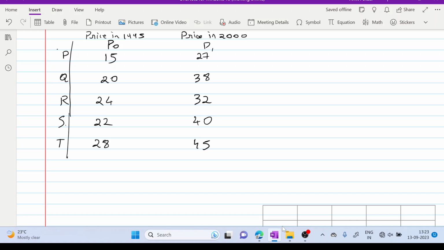So now, P0 has come, P1 has come. We have been asked to find P01. Correct? What have we been asked? P01. What is the formula for P01? Summation P1 upon summation P0 into 100. That's the formula. So what do we require? Summation of P1 and summation of P0. So add these numbers. Just add them.